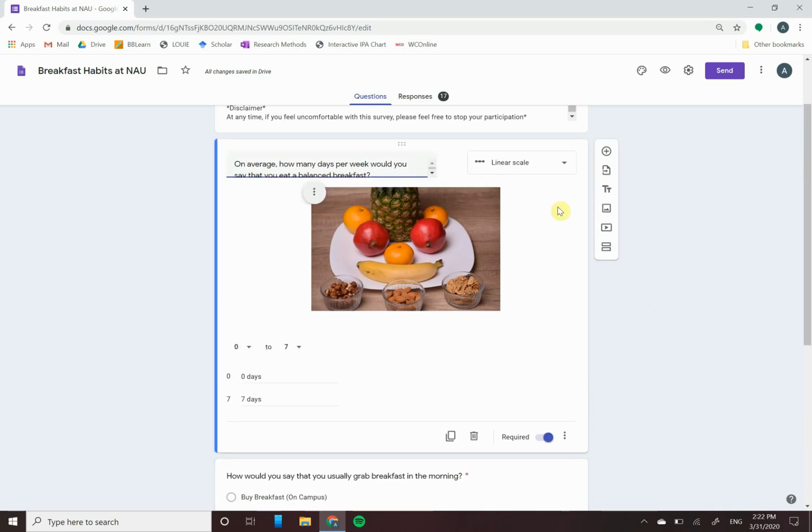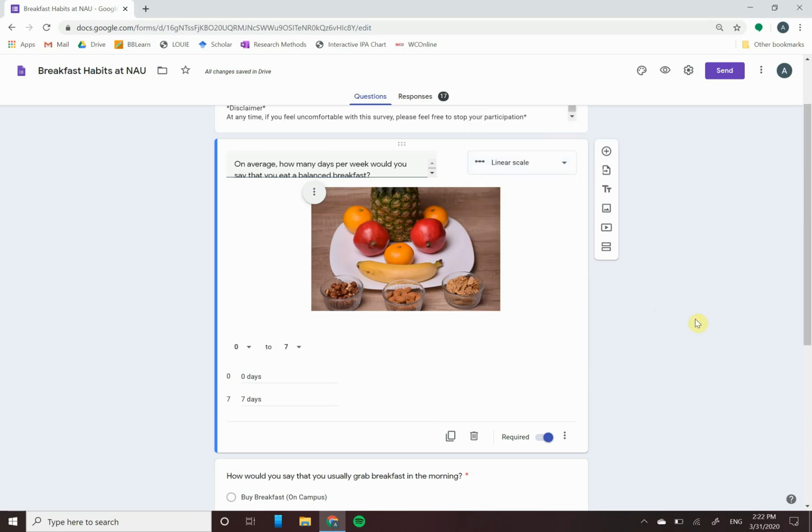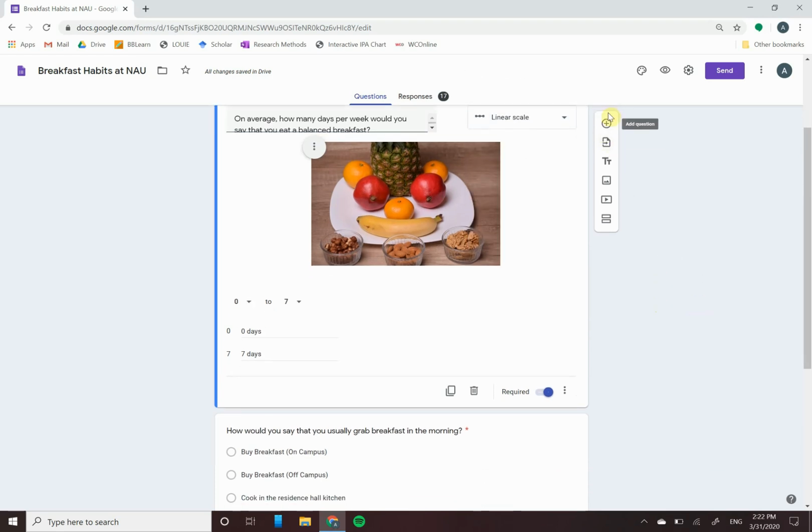I could change the type of question by coming up here and turning it into multiple choice. I like the linear scale for this option, so I'm going to leave it. And this sidebar here allows you to add questions or change the title of a question or things like that.